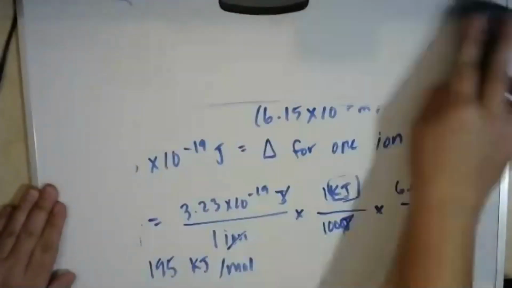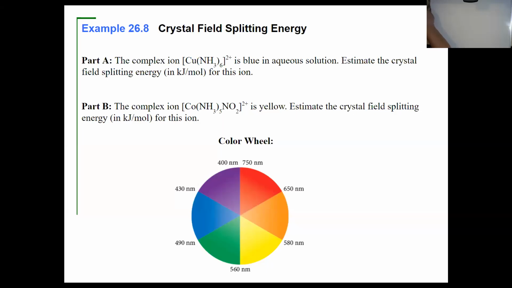Let's look at the next one. The second example says that our complex ion is yellow. And again, we're going to be estimating the crystal field splitting energy in kilojoules per mole. So we see that if it's transmitting yellow light, that means it's going to be absorbing violet. Probably the average of our violet light over here is going to be around 415 nanometers.